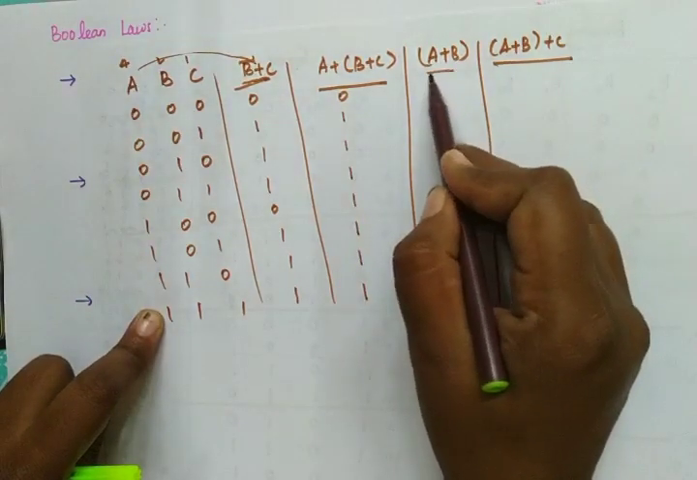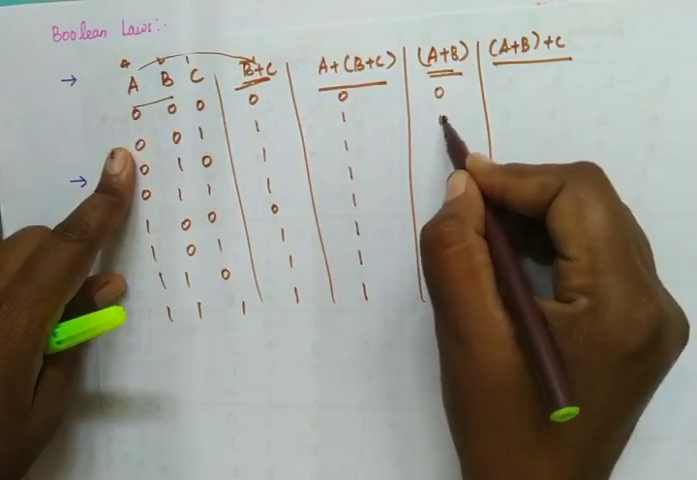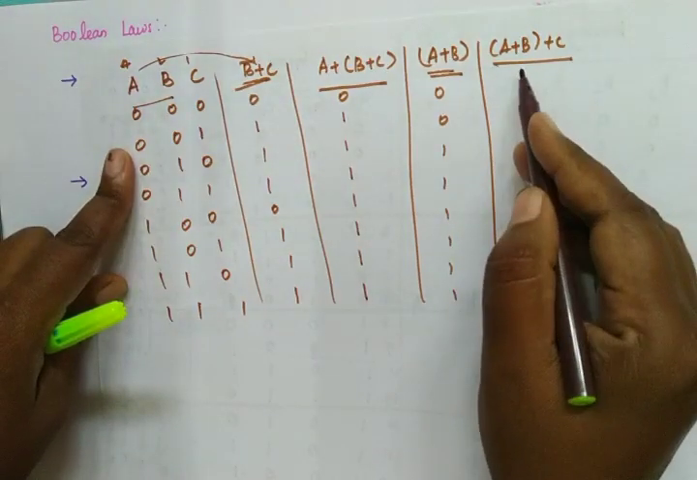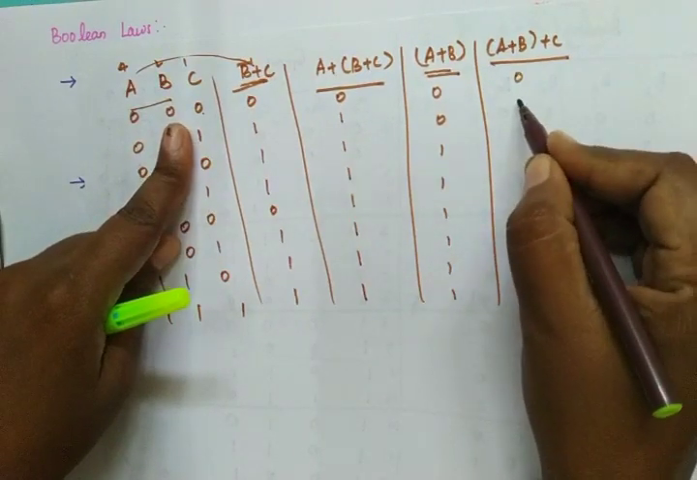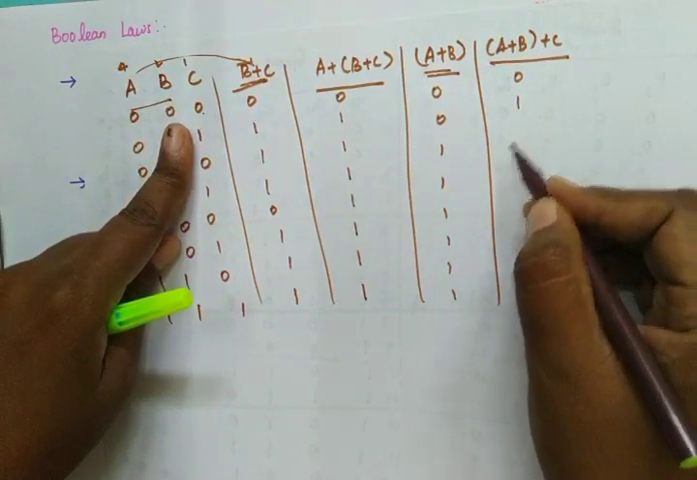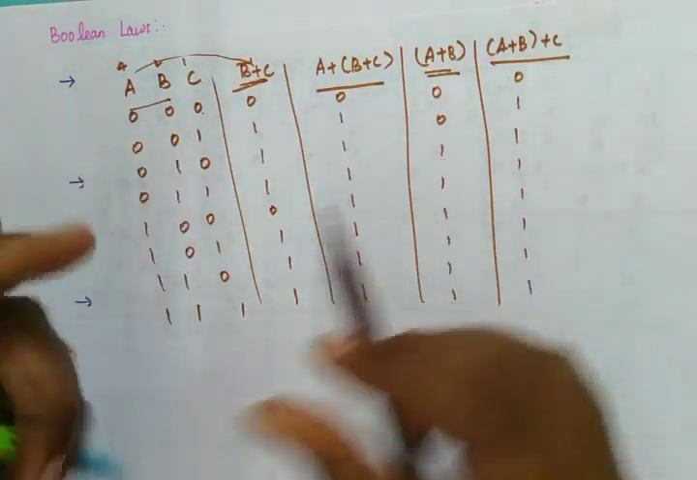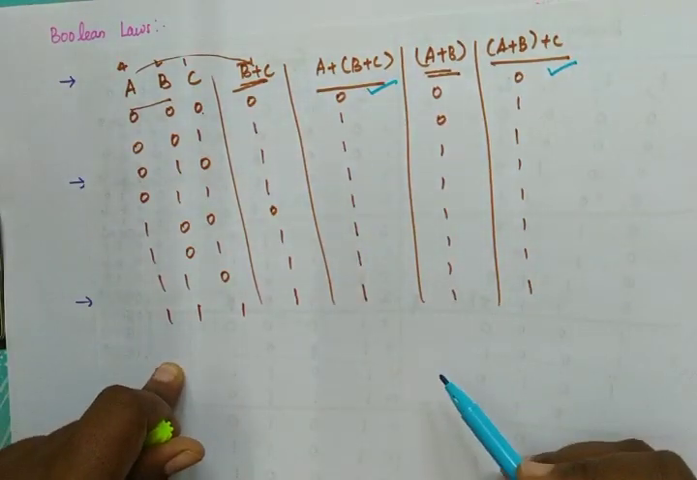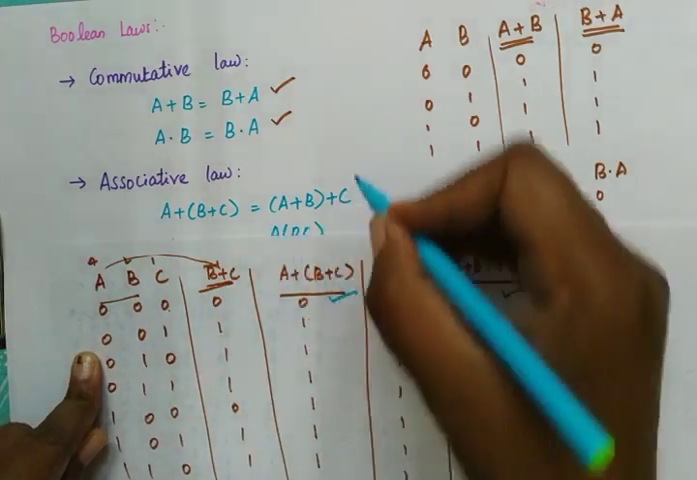Now, what is a plus b? Now, add this to a plus b. 0 plus 0, 0, 0, 1, 1, 1, 1, 1, 1. Now, add this a plus b with c. So, 0, 1. Then the remaining will be 1 because here we have every 1, 1, 1, 1, 1. Now, compare this: a plus (b plus c) is equal to (a plus b) plus c. Therefore, we have proved a plus (b plus c) is equal to (a plus b) plus c.